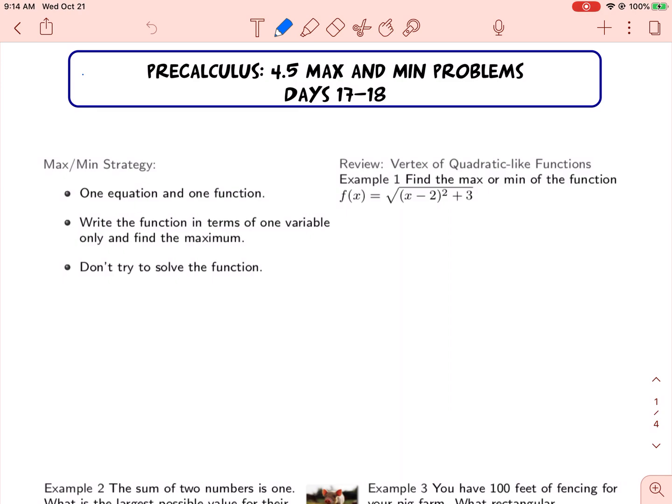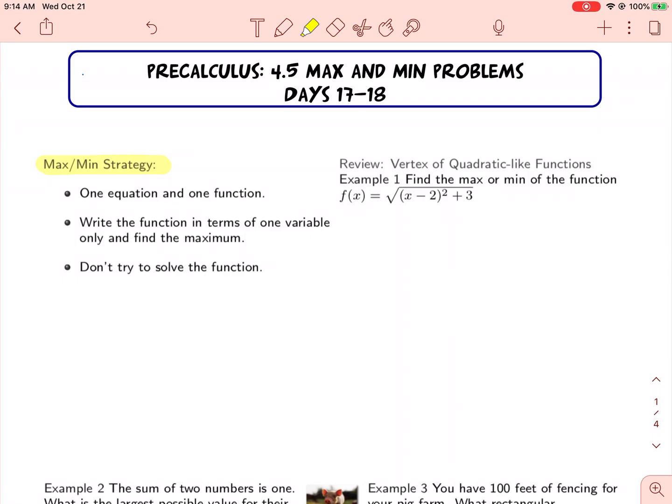These are taking our application problems from day 14 and 15, and now we're just adding one last part, which is max and min. So we're going to do everything we did before, and then the very last step is to find that max or min. Okay, find that vertex point from the equation that we create.